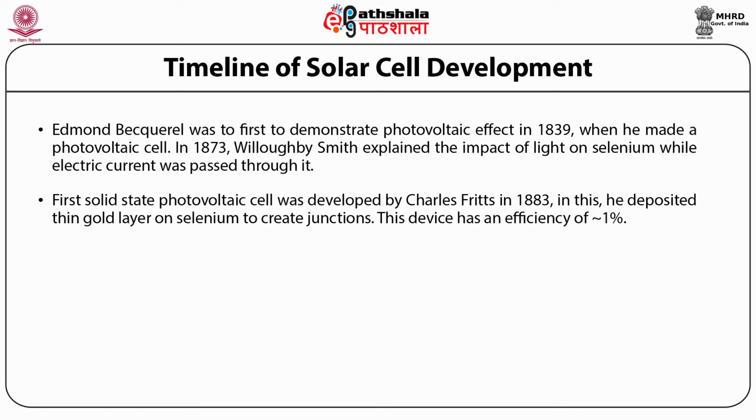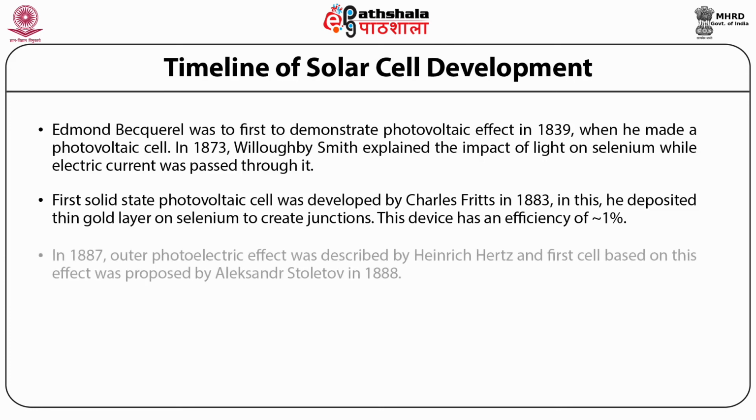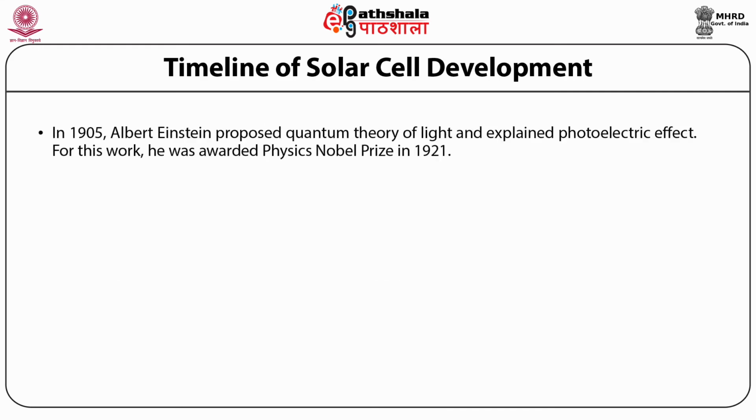This device has an efficiency of approximately 1%. In 1887, the outer photoelectric effect was described by Heinrich Hertz, and the first cell based on this effect was proposed by Alexander Stoletov in 1888. In 1905, Albert Einstein proposed the quantum theory of light and explained the photoelectric effect. For this work, he was awarded the Physics Nobel Prize in 1921.